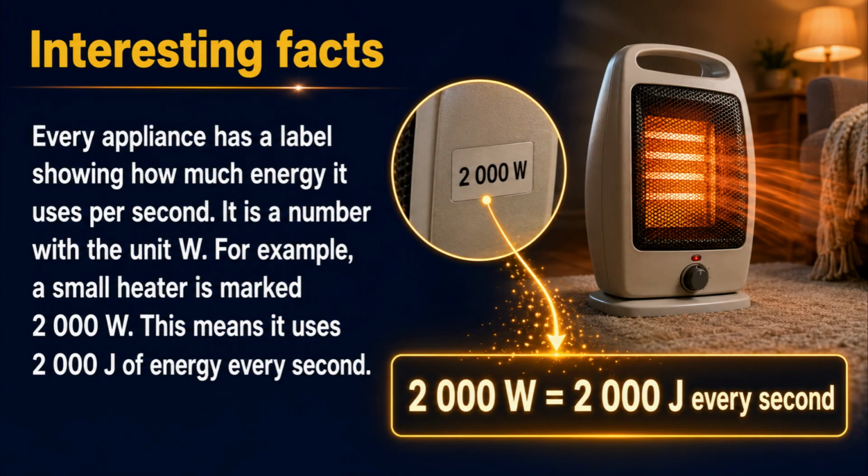Interesting facts. Every appliance has a label showing how much energy it uses per second. It is a number with a unit W. For example, a small heater is marked 2000 watt. This means it uses 2000 joules of energy every second.